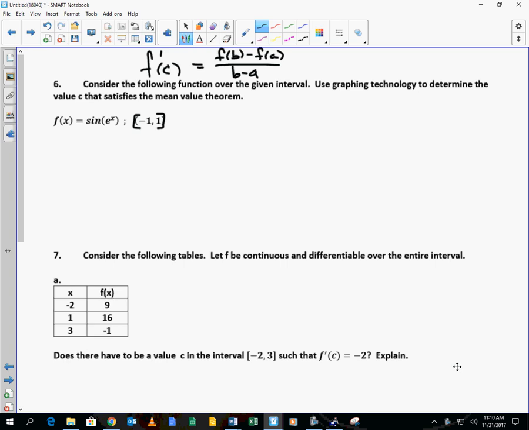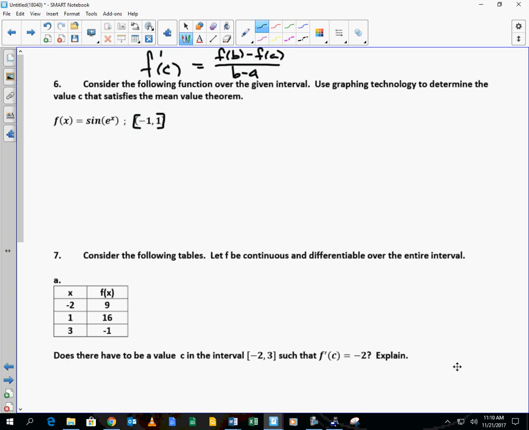So this function has a certain average rate of change over that given interval. And we want to find the point c where the derivative is the same as the average rate of change. That's what we're trying to do. Sounds confusing, huh? And since we don't really know how to take this derivative, we're going to need to use our calculator. So where do we even start?